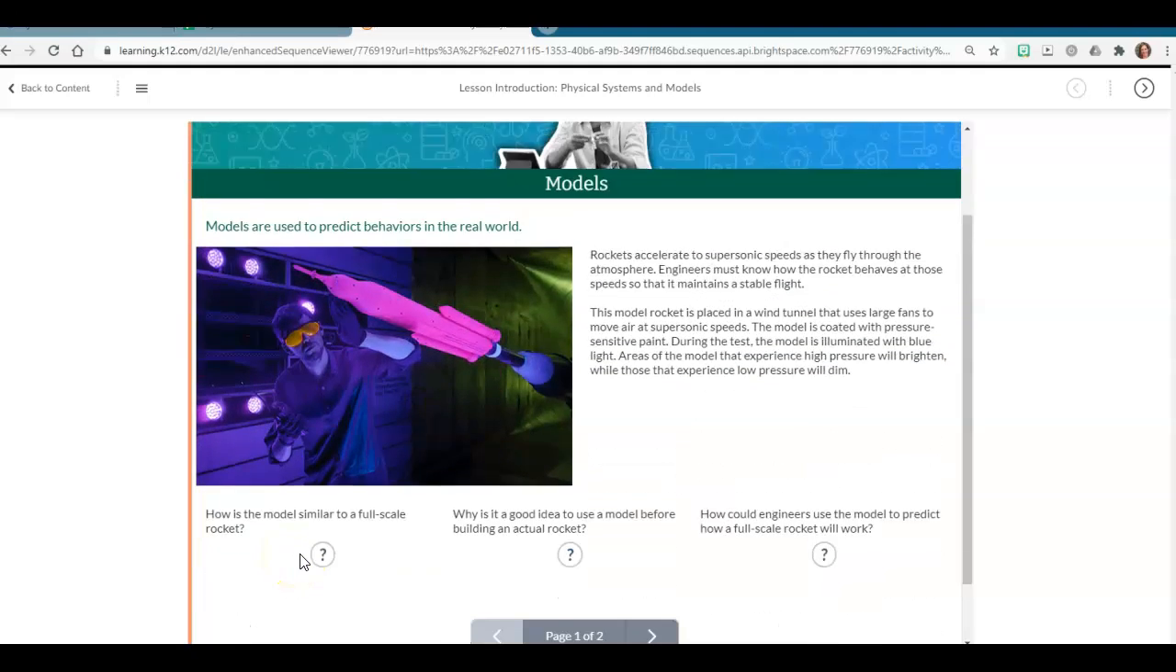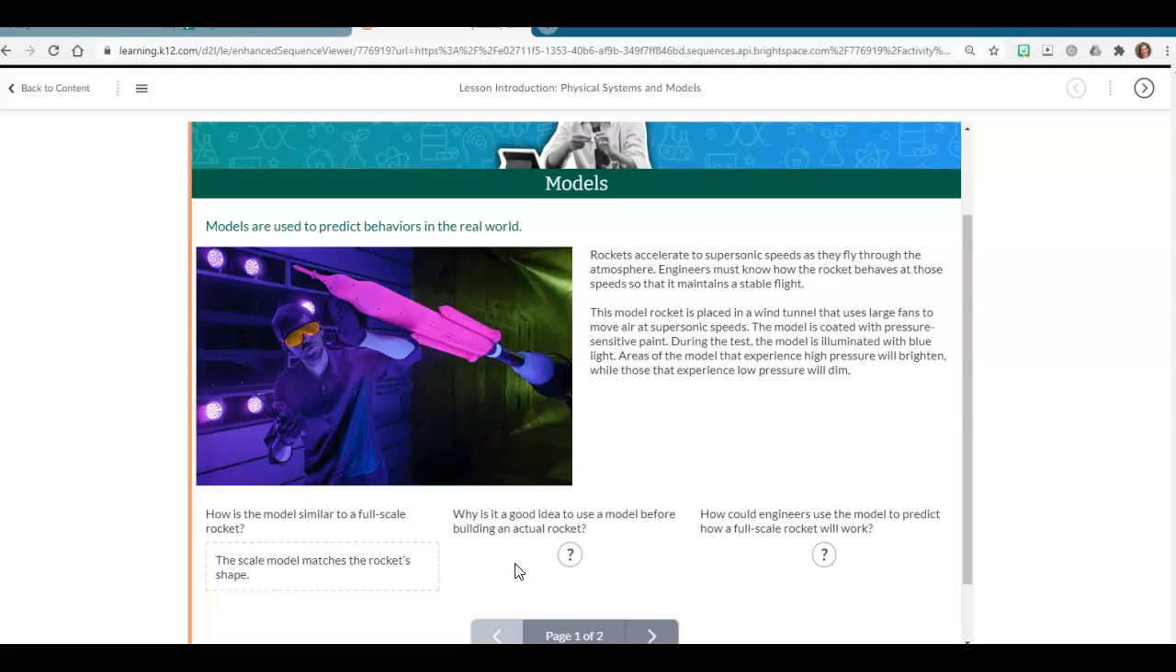A couple of questions to think about. How is the model similar to the full-scale rocket? If we look at it closely, the design is probably the same. The dimensions for the things on the side here are probably in proportion to the larger part. So there are probably a lot of similarities. The scale basically matches the rocket's shape.